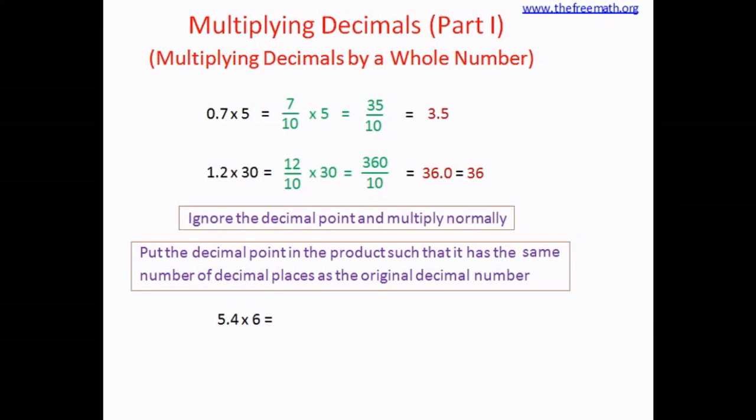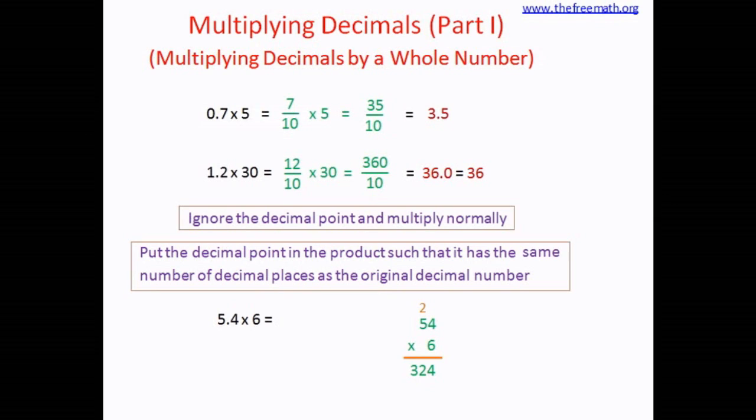5.4 multiplied by 6. Let's ignore the decimal point and multiply 54 and 6. 54 multiplied by 6. Let's work it out. 6 4s are 24. So we write down 4 and 2 is carried over. 6 5s are 30. 30 plus 2 equals 32. So the product is 324.